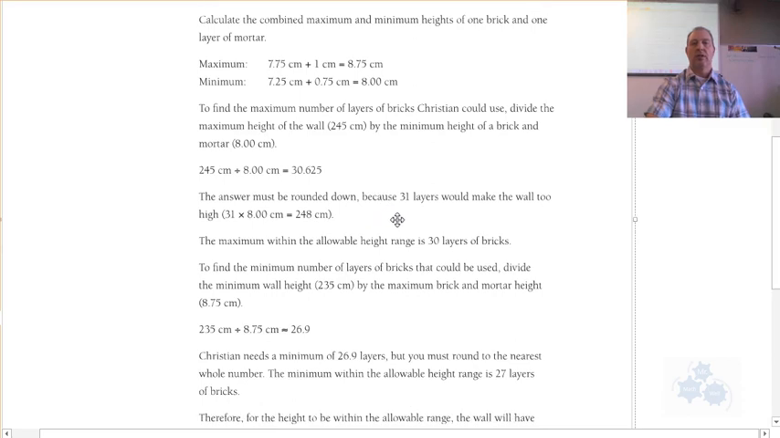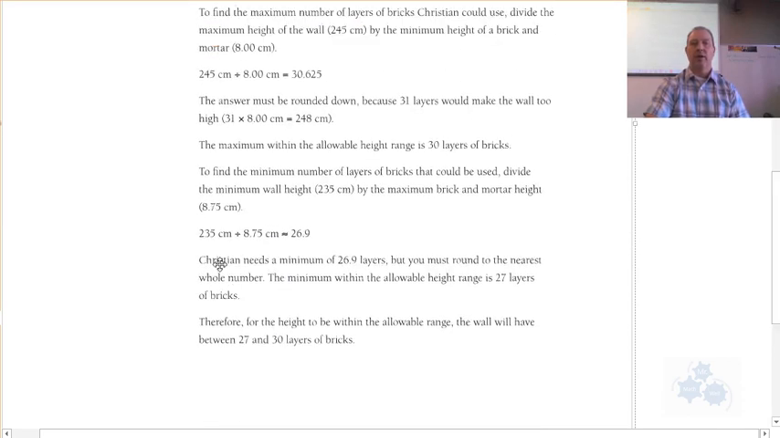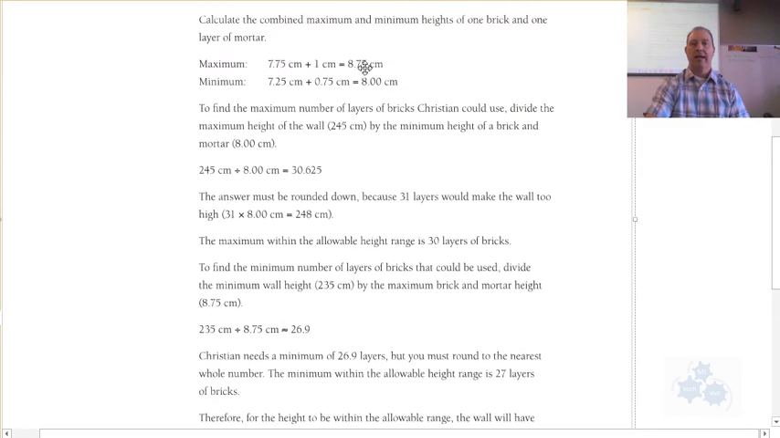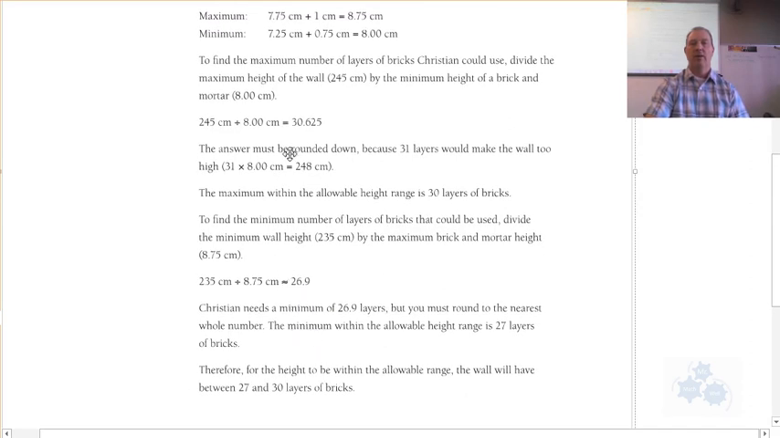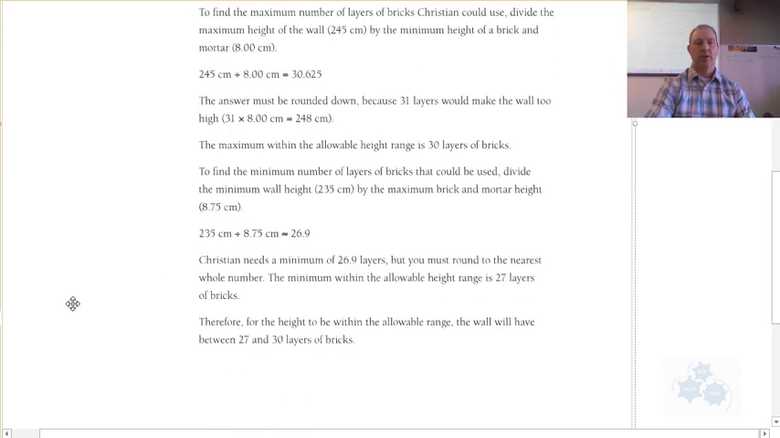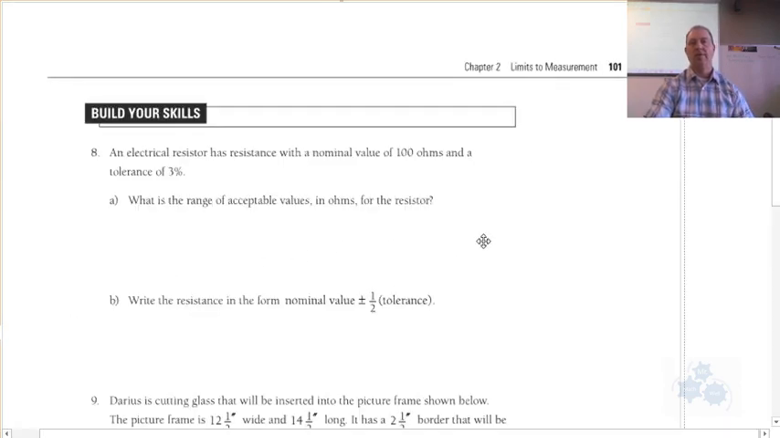Yeah, you can read through this in a little more detail if you want, but they basically, see here they go, 235, that's the lowest, divided by the maximum, and they get 26.9, and so on. So you could have anywhere between 26 and 30 or 27 and 30 layers. Okay, that's what they came up with. So that one will require just a little bit more kind of thought, right? But anyways, if you want to read through this solution, it's right here. And I think you guys maybe are ready for a question like that.